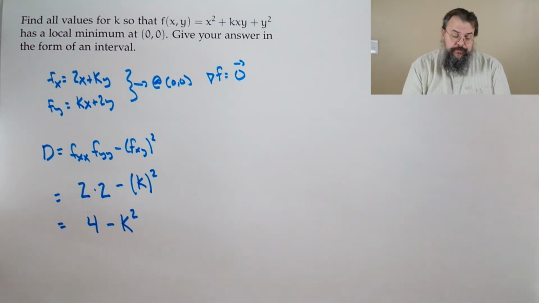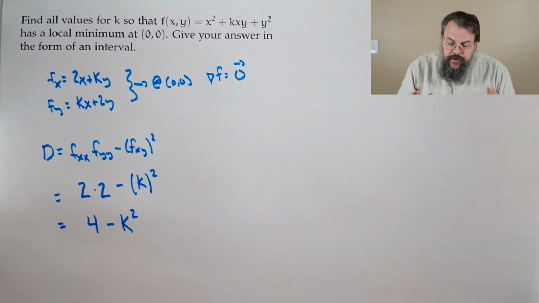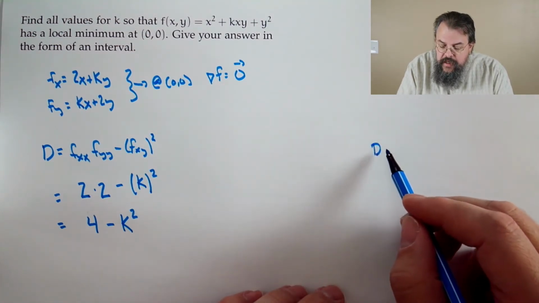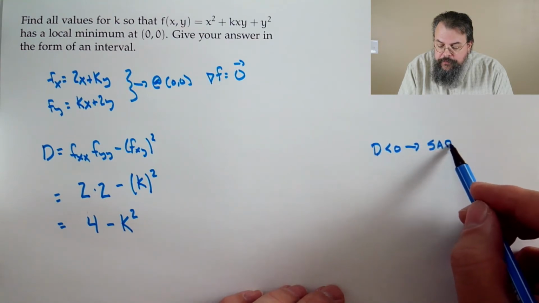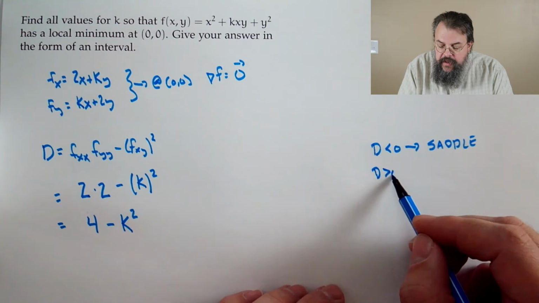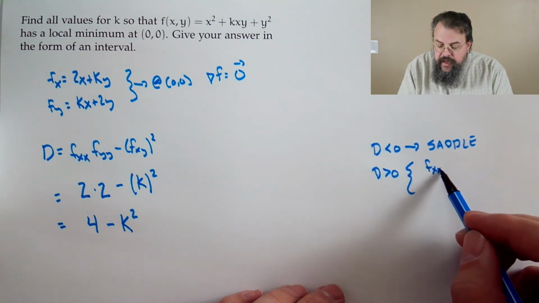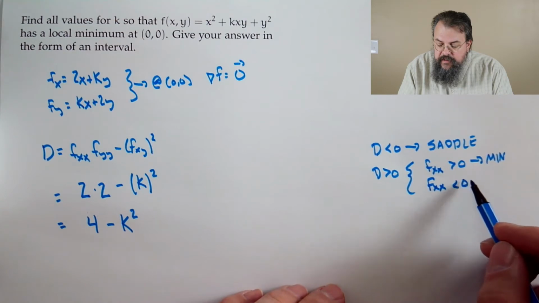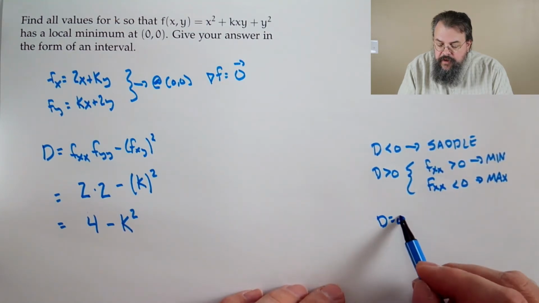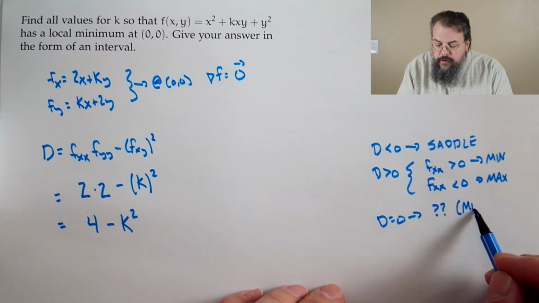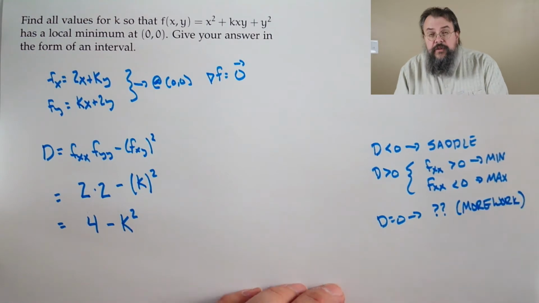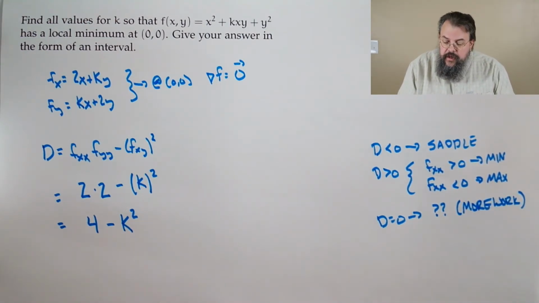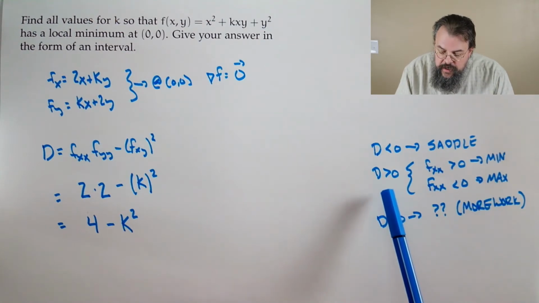Now, where do we go from here? Well, what do we need in order to be a minimum? What has to be true? Well, let's recall what's true about D. So if D is negative, that says it's a saddle. If D is positive, well, then you look at fxx, and if that's positive, then you have a min. And if fxx is negative, you have a max. And if D equals 0, well, more work. Really, it's inconclusive. So we say, okay, look, what needs to be true? What needs to be true is when we look at our D, it has to be positive.